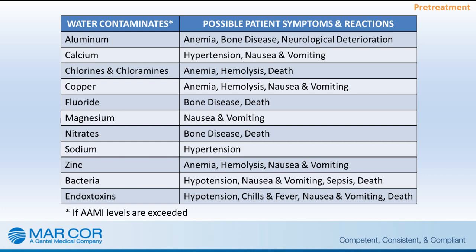If the levels are not reduced to safe levels, a variety of patient symptoms and reactions can occur. This chart shows some examples of patient symptoms of being exposed to inadequately treated water. The possible patient symptoms can run the range from nausea to death. The symptoms and reactions will depend largely on the type of contaminant and the levels.